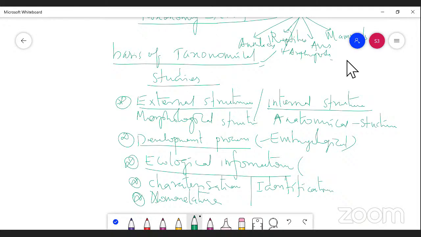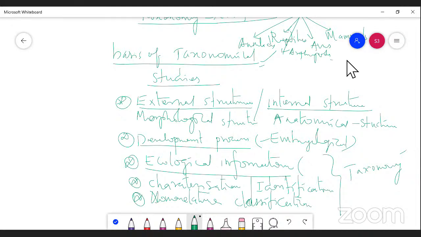Next, classification. It is also needed for taxonomy. So all these keywords are essential for animal taxonomy, and also for classifying plants. All these key points are essential for classifying animals and plants. Right?